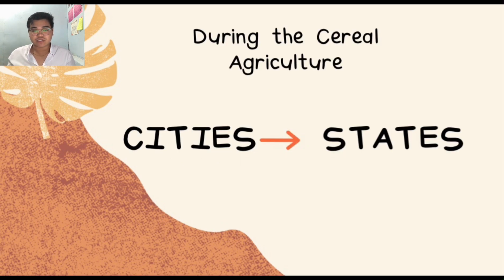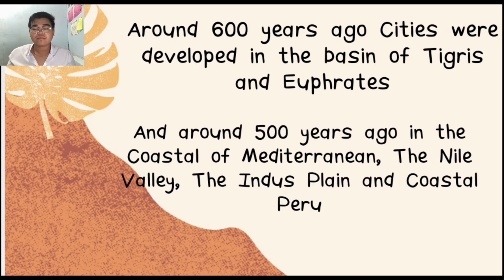During the cereal agriculture, humans gathered in large numbers and settlements, which we call cities nowadays, with more industrialized social formations like states. Around 600 years ago, cities were developed in the basin of Tigris and Euphrates. Now, Tigris and Euphrates are located in the western part of Asia. And around 500 years ago, in the coastal of Mediterranean, the Nile Valley, the Indus Plain, and coastal Peru.